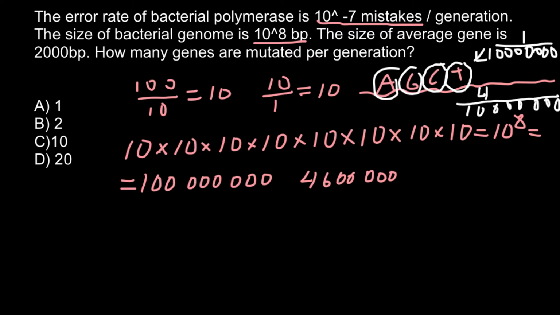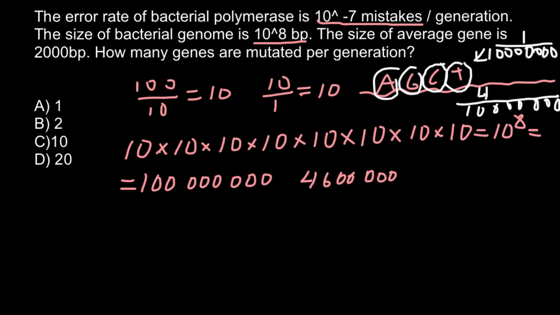So because we have to add 1 over 10 million plus 1 over 10 million plus 1 over 10 million plus 1 over 10 million, and the probability would be 4 out of 10 million. So as you see, probability increased with the number of nucleotides.